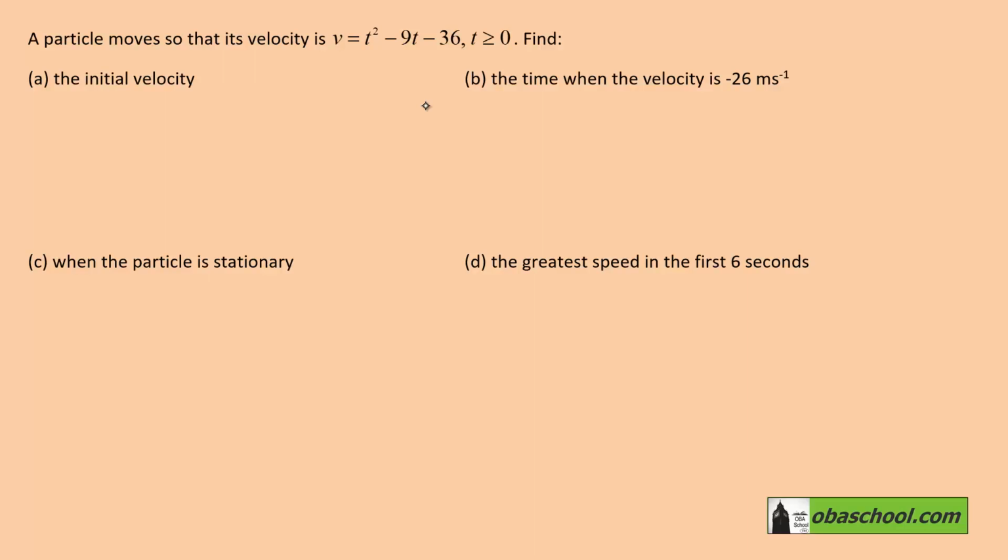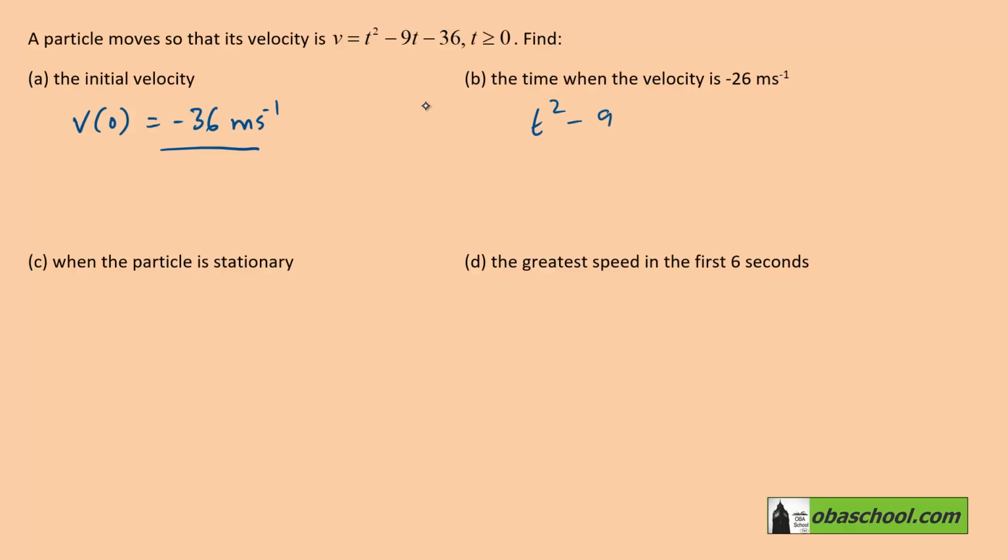A particle moves so that its velocity v is t squared minus 9t minus 36 for t greater than or equal to 0. We want the initial velocity, so v of 0 is going to be 0, take away 36 meters per second.